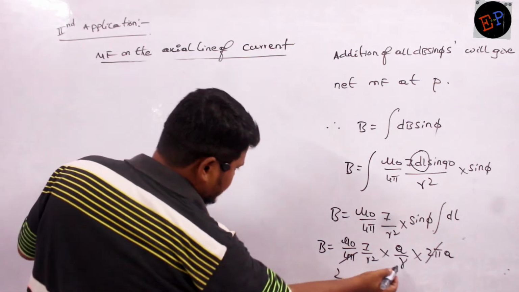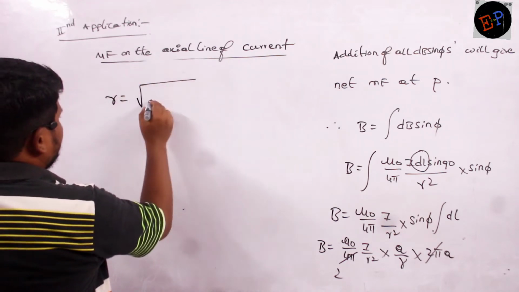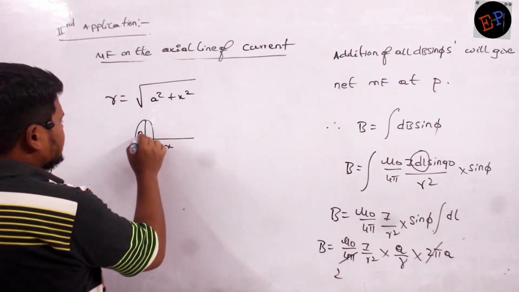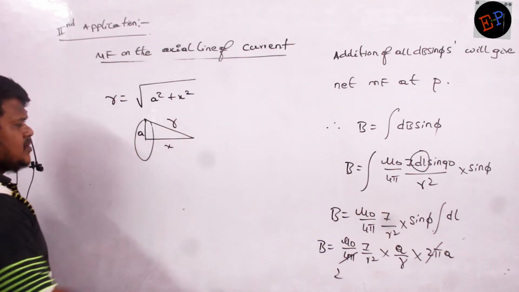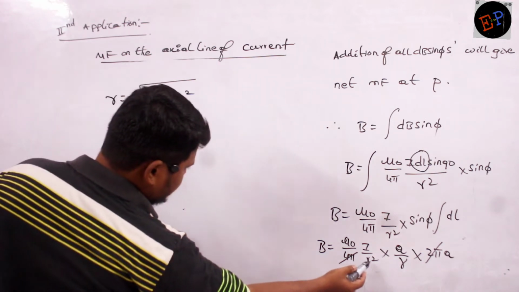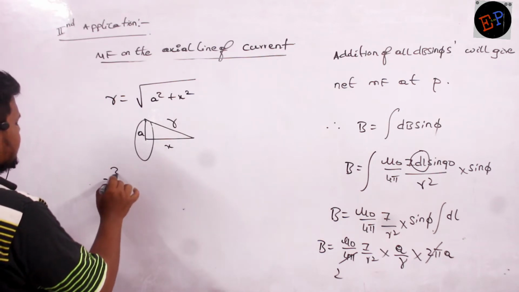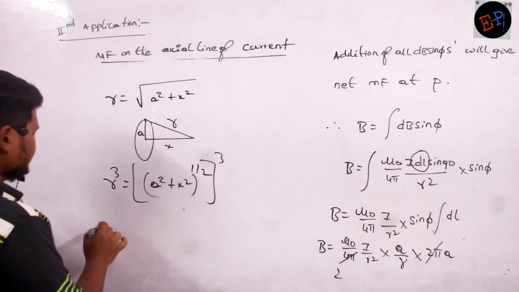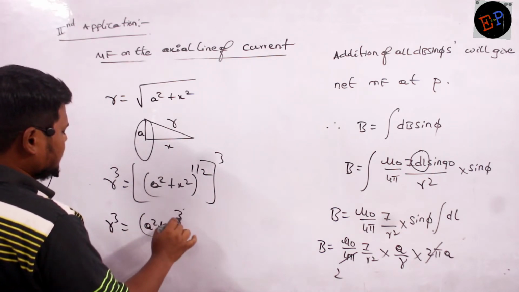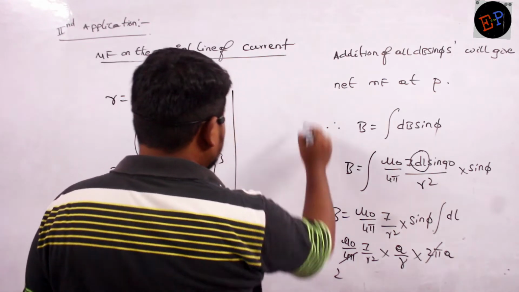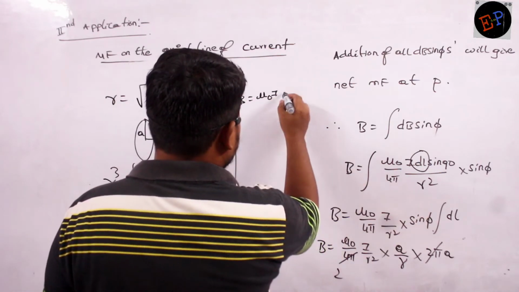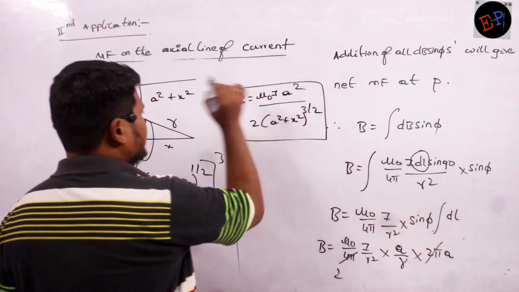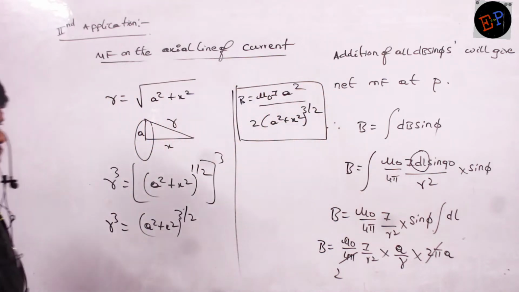Now, what is r? r is nothing but the square root of a square plus x square. See in your figures, this is the coil. This distance is x, this distance is a, and this distance is r. So r is equal to the square root of a square plus x square, by Pythagoras theorem. But here r square and r cube are there. So r cube I can write as a square plus x square, power 1 by 2, power 3. So r cube is equal to a square plus x square whole power 3 by 2. Now just substitute here. B is equal to mu naught I a square divided by 2 into a square plus x square whole power 3 by 2. So this is the equation to calculate the magnetic field on the axial line of a current carrying coil.